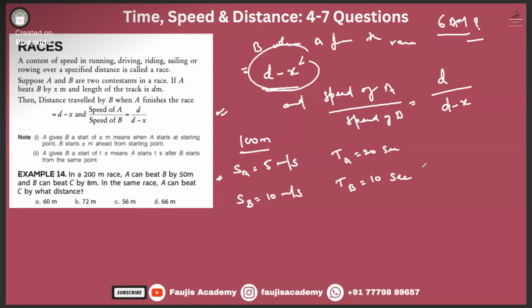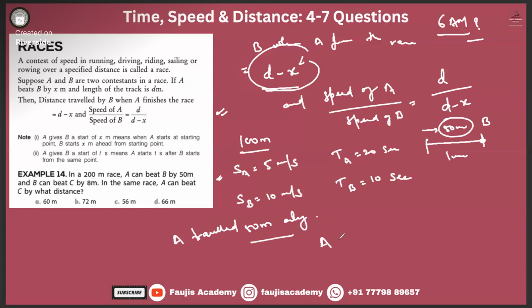In 10 seconds, B must have completed the race. This is the race, let's say 100 meters. After 10 seconds, B is here, B completed the race, but A is somewhere here only. After 10 seconds, A has traveled only 50 meters. A travels only 50 meters, right?